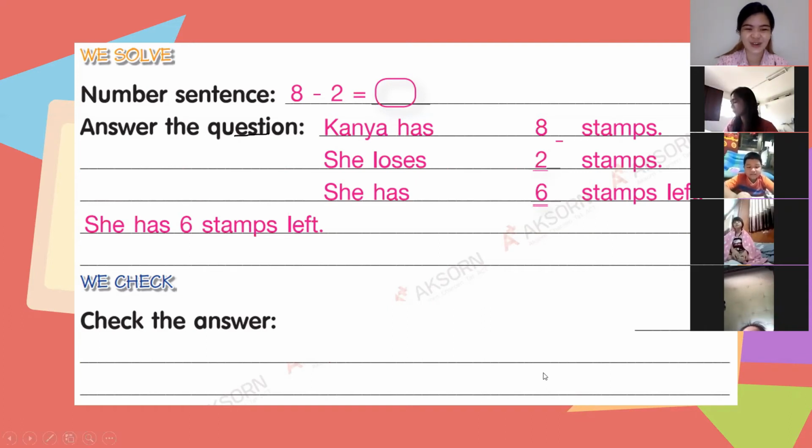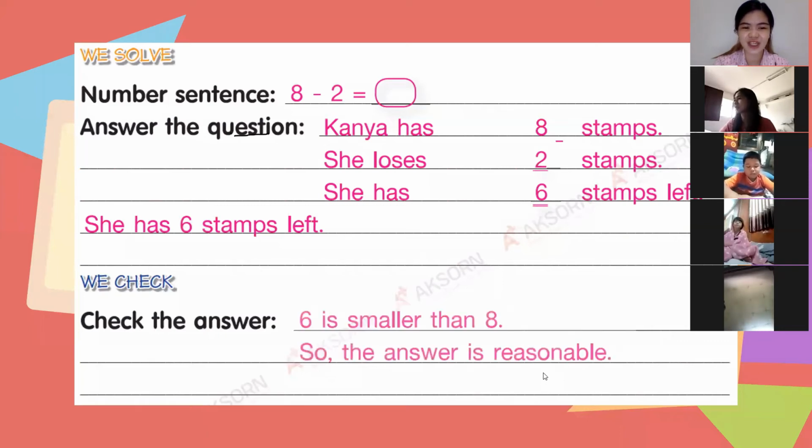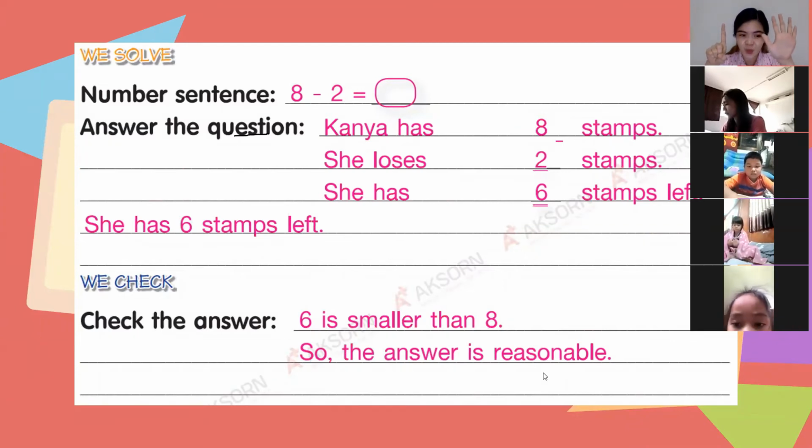Okay, so we're going to check. Yes, very good. So we're going to check the answer. 6 is smaller than 8. 6 is smaller than 8, yes or no? Yes, so the answer is reasonable, or the answer is correct.